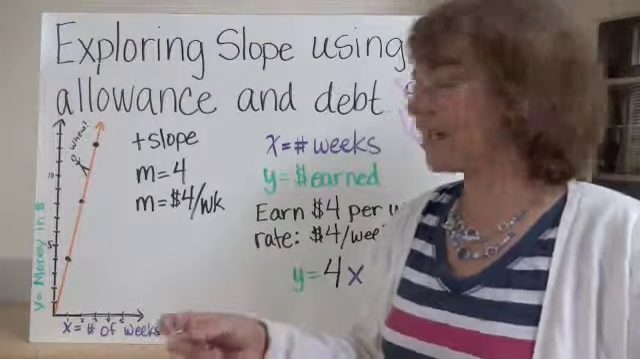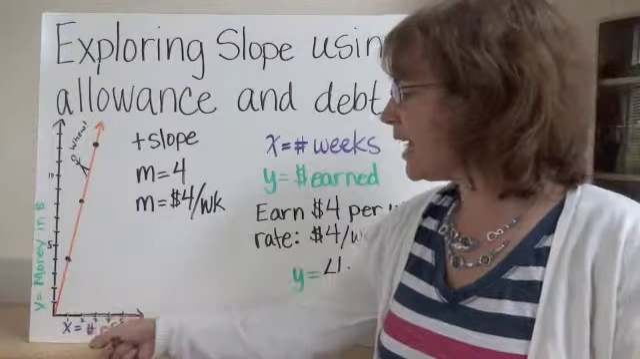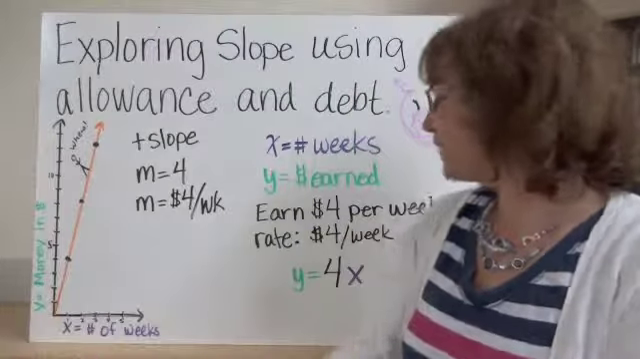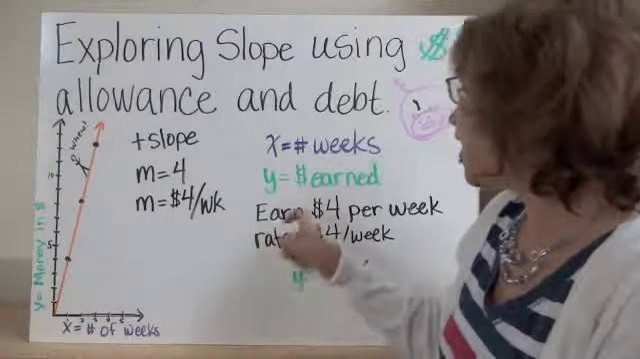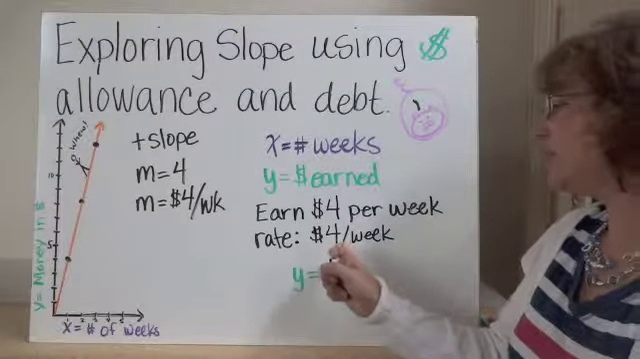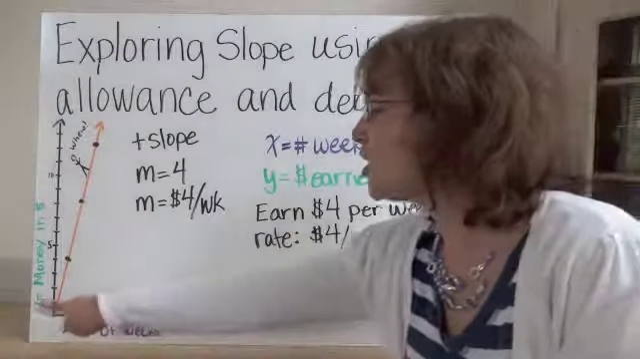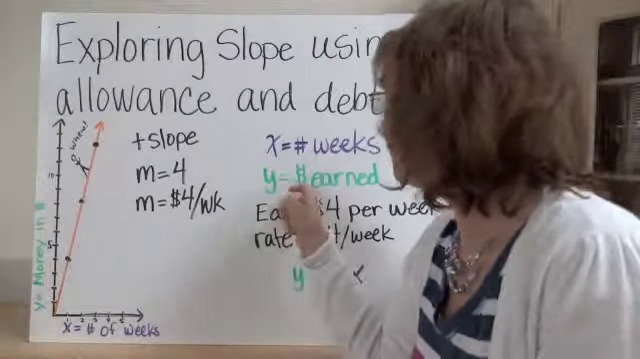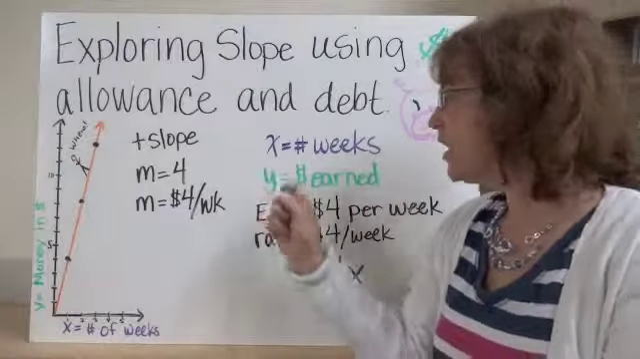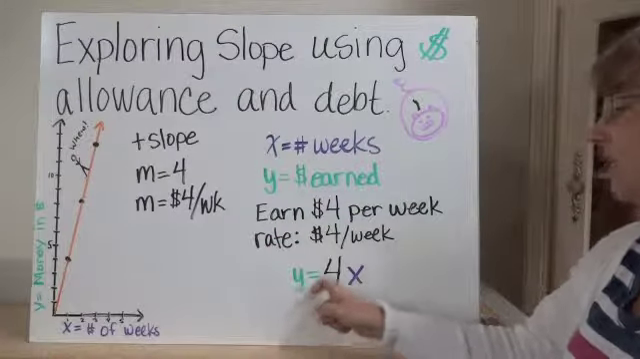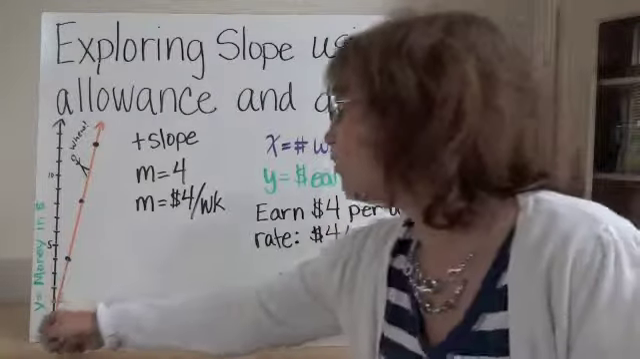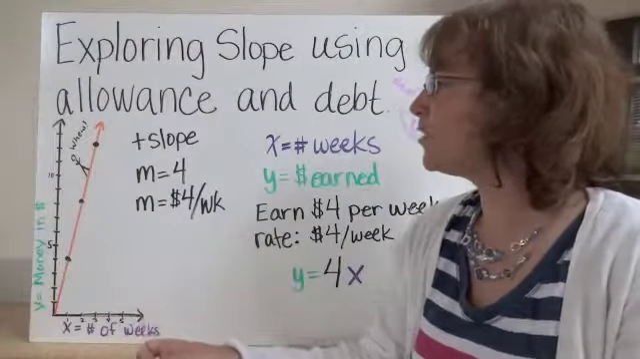So we can use this to come up with an equation that relates the number of weeks with the money he's earned in dollars. So our rate is $4 per week, and we can write that with a little slash there. And to come up with an equation, if we let y equal the money earned, so the dollars earned, and x equal to the number of weeks, we can say that y, the money earned, equals 4 times the number of weeks he works. And we can graph that just by using a couple of points right there.